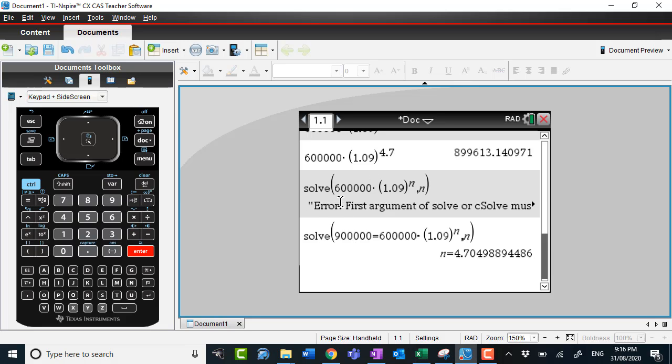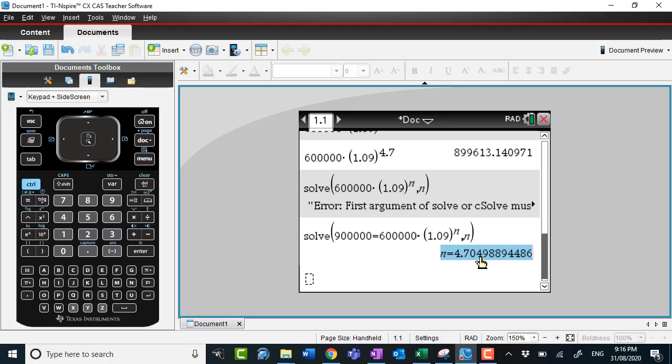I made those mistakes on purpose because I want to show you what's going to happen when you try this for the first time. If you don't have an equal sign, you can't solve an equation, because an equation has an equal sign. Likewise, if we don't tell the calculator what we're solving for using a comma, we're also going to get errors. So there you can see there's no need for trial and error. Why would you do trial and error when your calculator can work it out for you?